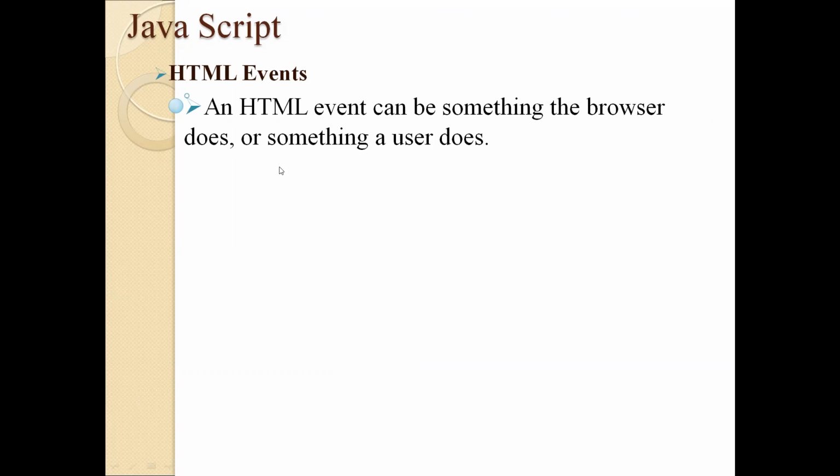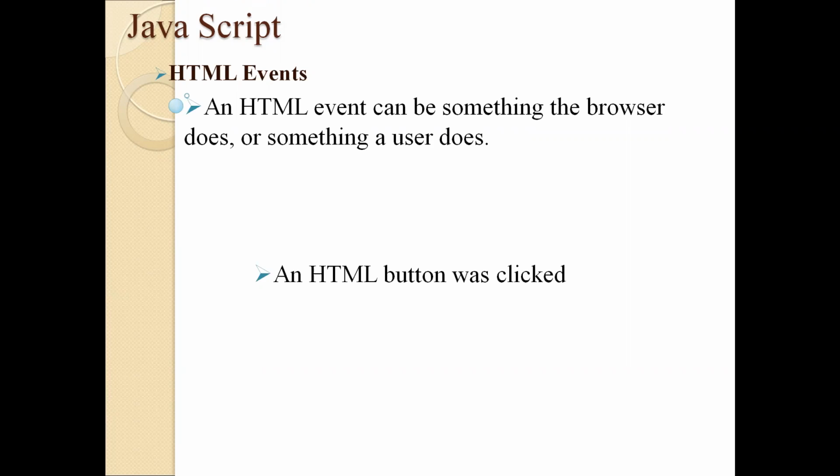A HTML event can be something the browser does or something a user does. So a HTML event means if any change is done by the browser or by the user on a web page, then it is called an event. For example, on a web page, if there is a button and a user makes a click on that button, then it is called an event.